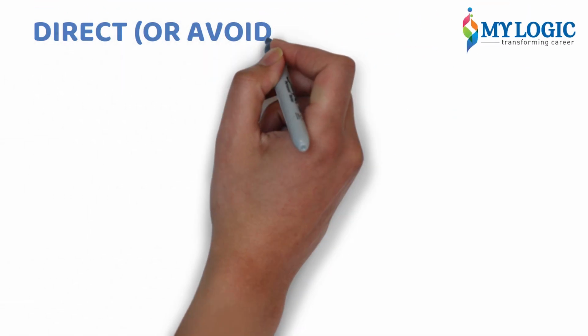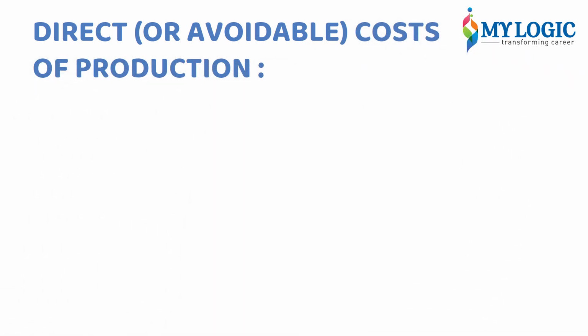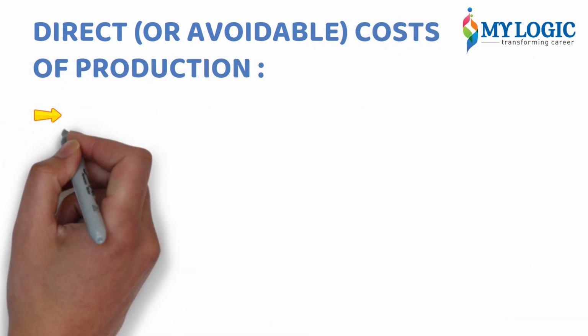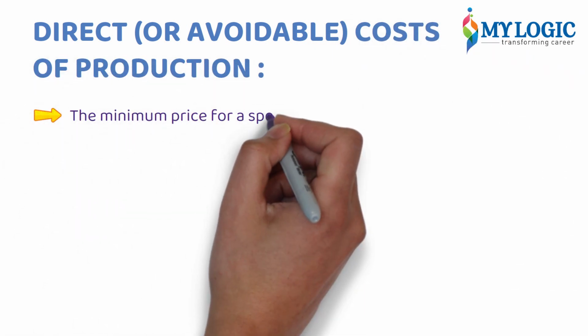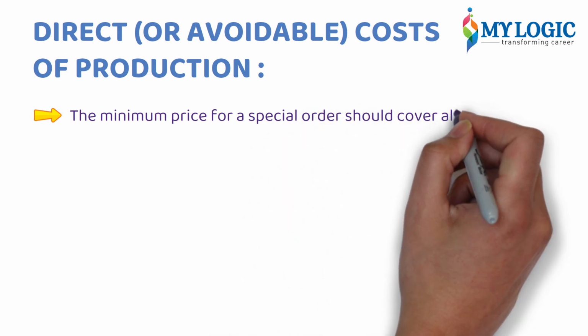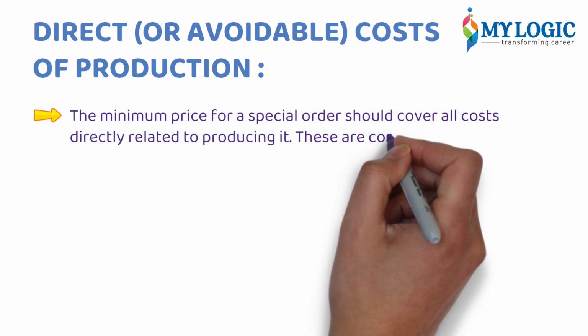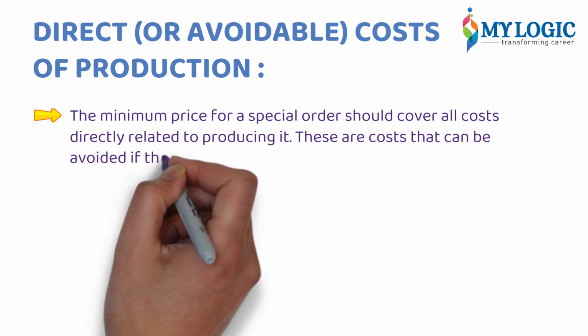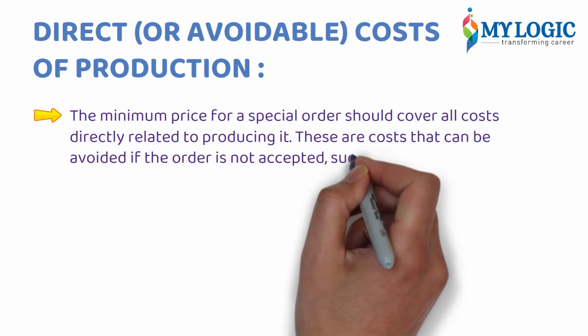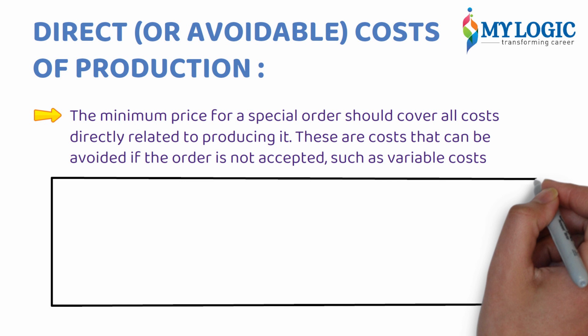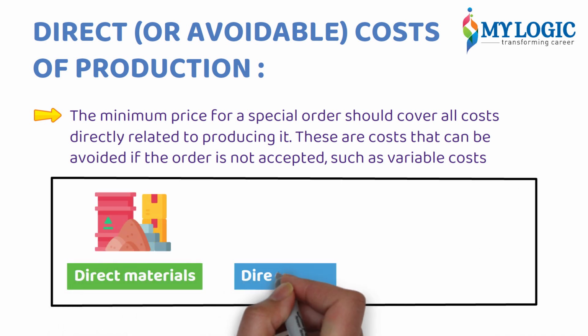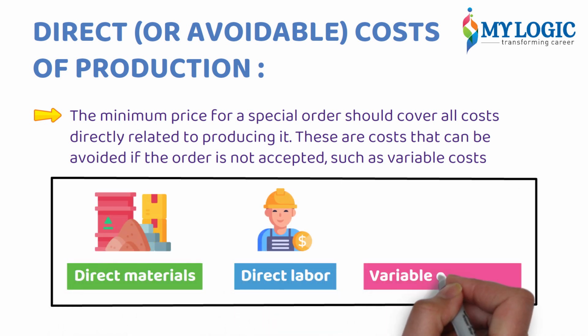Direct or avoidable costs of production. The minimum price for a special order should cover all costs directly related to producing it. These are costs that can be avoided if the order is not accepted, such as variable costs like direct materials, direct labor, and variable overheads.